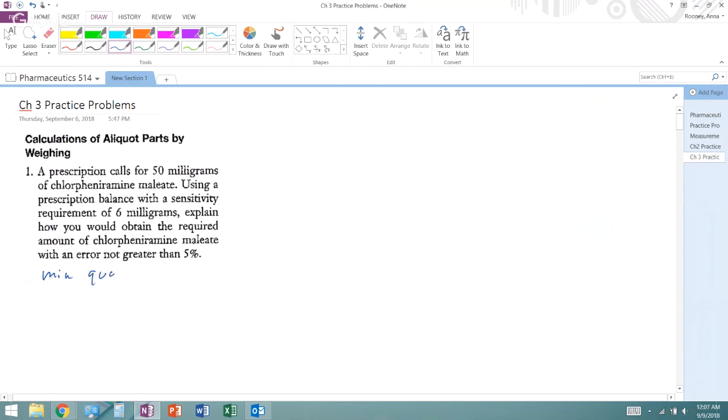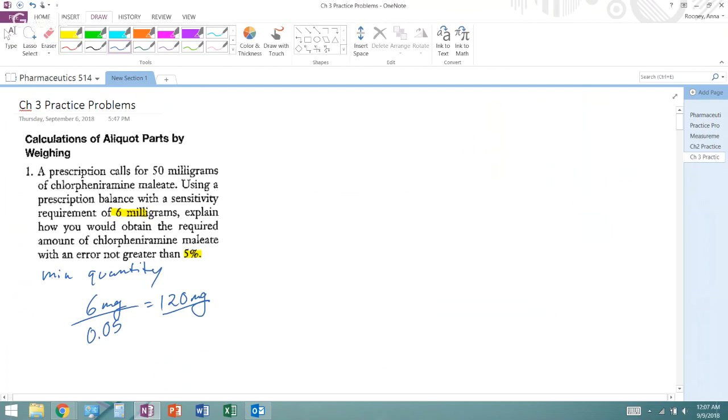Minimum quantity weighable. So we take the 6 milligrams and we divide that by the percent error. So 6 milligrams divided by 0.05, and that will be 120 milligrams. So that is our minimum weighable quantity, is 120 milligrams.